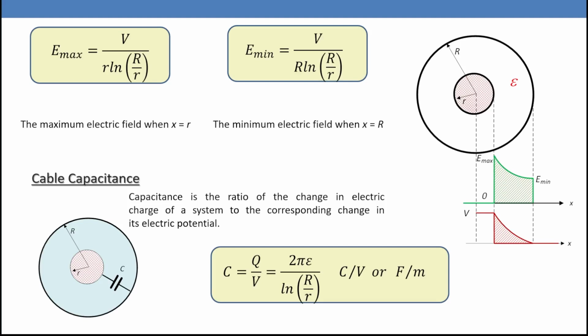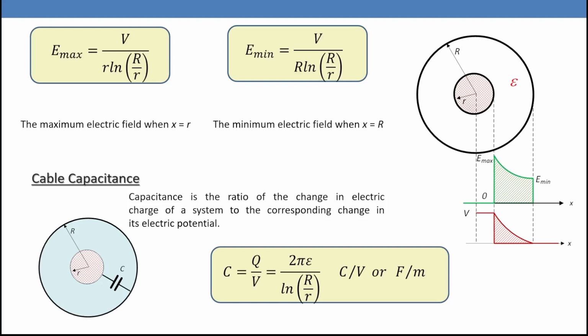Fine, so how do we calculate the capacitance? The capacitance equals Q over V, and in this case 2 pi epsilon over natural log R over r. So the capacitance of this cable should be in the range of 2 nanofarad if epsilon R equals 2.5.